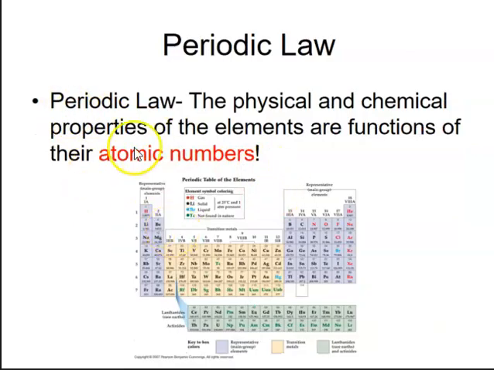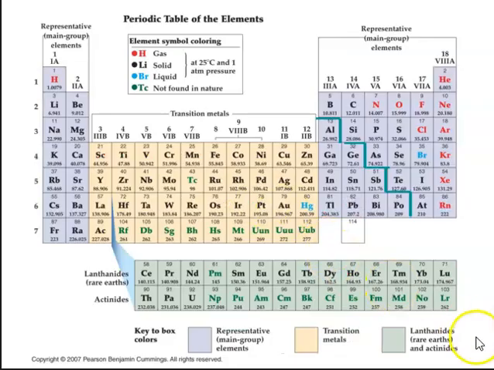So the periodic law says the physical and chemical properties of the elements are functions of their atomic numbers, and our modern periodic tables are arranged in order of increasing atomic number. All right, swell.